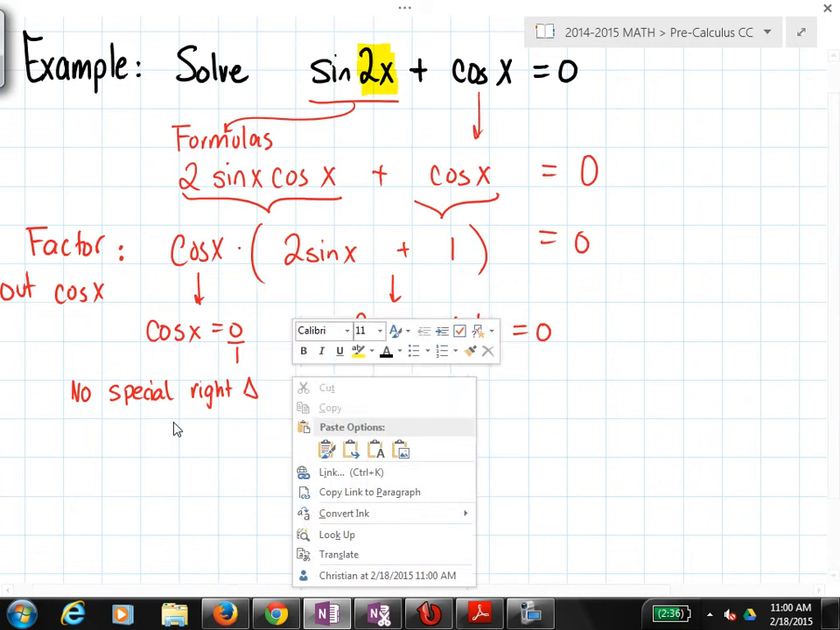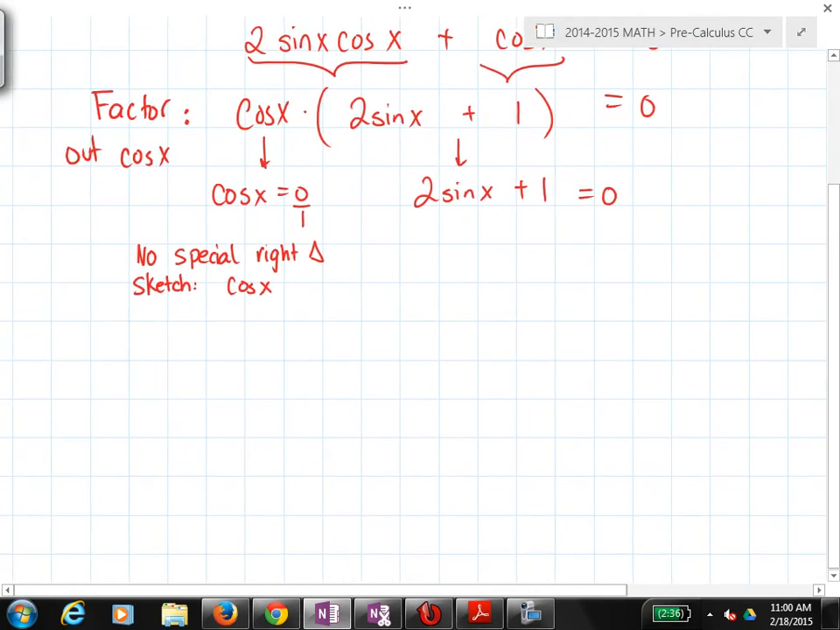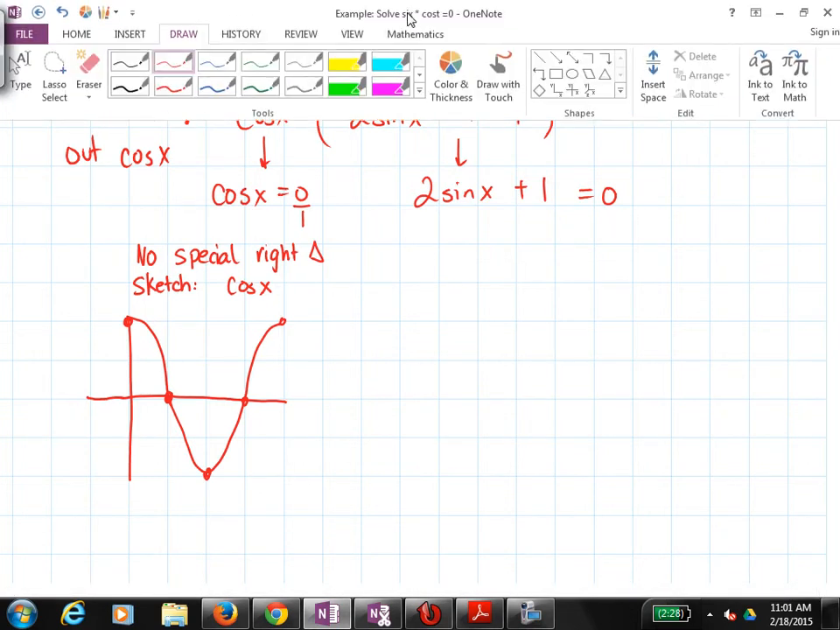So no special right triangle, so instead I have to look at the graph. So sketch the cosine of x graph. And remember that that's the one that starts off where? Right, so it starts off over here, then goes down here. These are the key points. Now be careful, this is where students get confused. Sometimes they may ask you what is cosine of 0 versus what is the x value when y is equal to 0, or when the value is equal to 0.